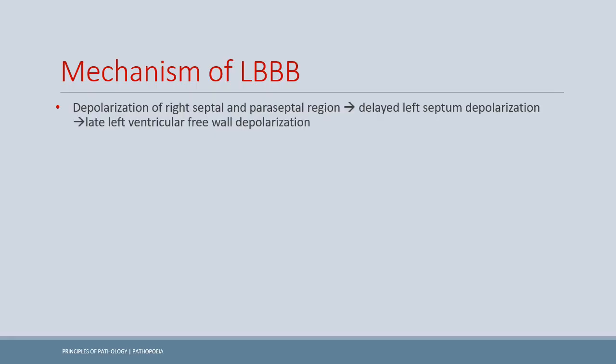Okay, so what is the mechanism? Let's see it again. There is the first depolarization of the right septal paraseptal region, as I've already mentioned, because the left bundle branch is blocked, and then there's a delayed left septal depolarization, the second vector as I represented earlier, and the very late depolarization of the left free wall, which I represented with the third vector.